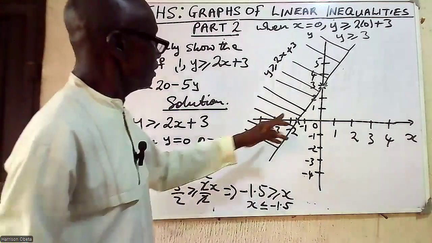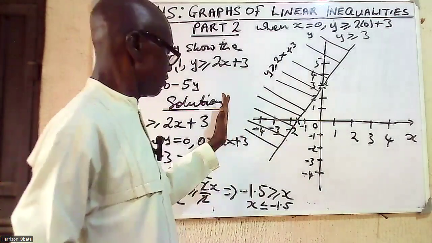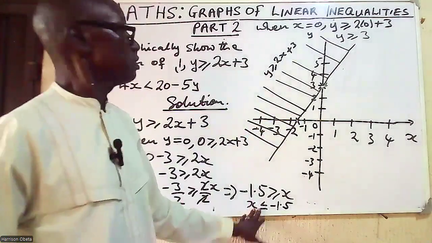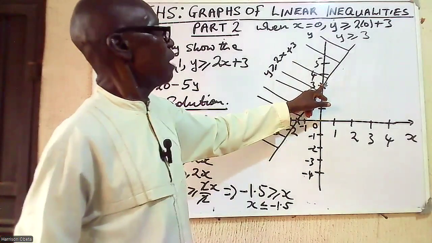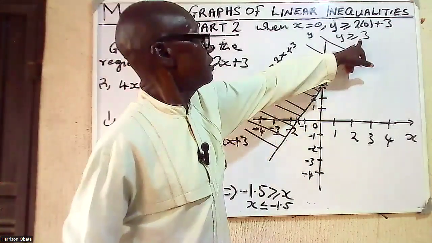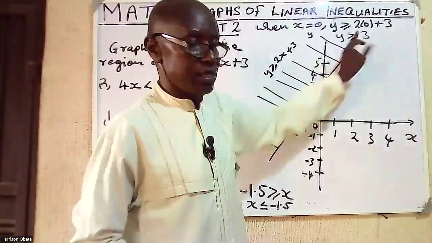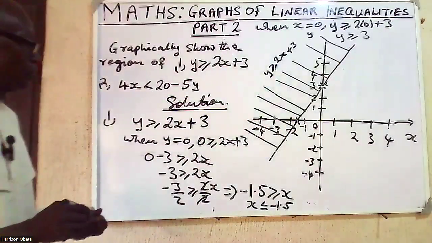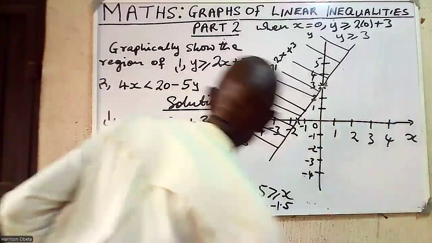As I said earlier, from minus 1.5 to your left, we satisfy this. From 3 to anything above 3, we satisfy this, because this is greater than or equal to 3. So that's the end of question number 1. Question number 2, we'll quickly go there.